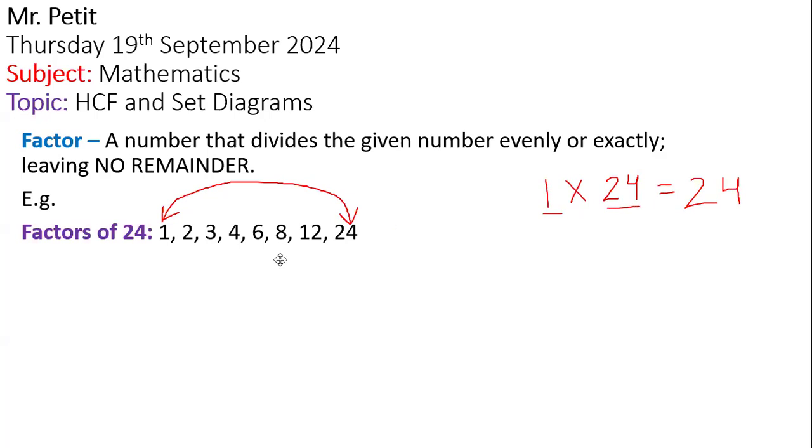Make sense? Does that make sense, y'all? Yes, sir. All right, what else? 2 and 12. They could give you 24, right? So 2 times 12 equals 24.